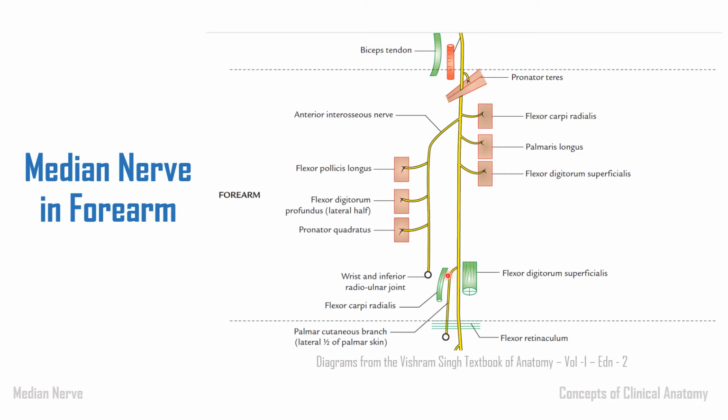From there, a cutaneous branch known as the palmar cutaneous branch arises from the median nerve, and it goes superficial to the flexor retinaculum. The actual median nerve enters the carpal tunnel, that is deep to the flexor retinaculum, along with 9 other tendons: 4 tendons of flexor digitorum superficialis, 4 tendons of flexor digitorum profundus, and the tendon of flexor pollicis longus. Along with these 9 tendons, only one nervous structure, the median nerve, passes in the carpal tunnel.